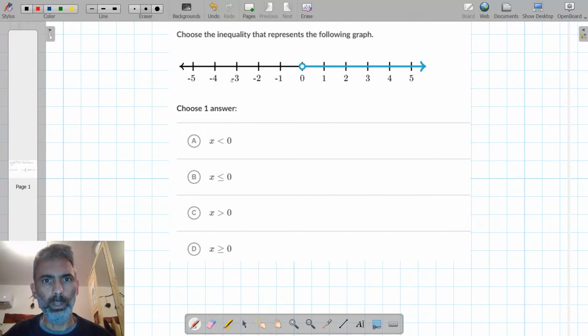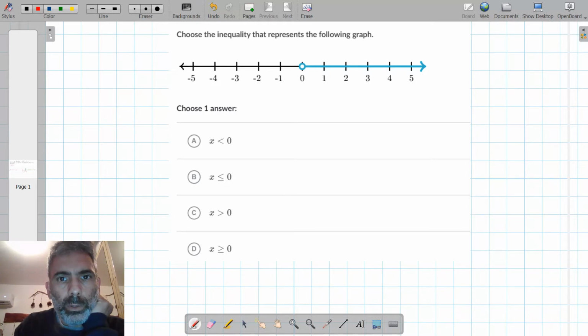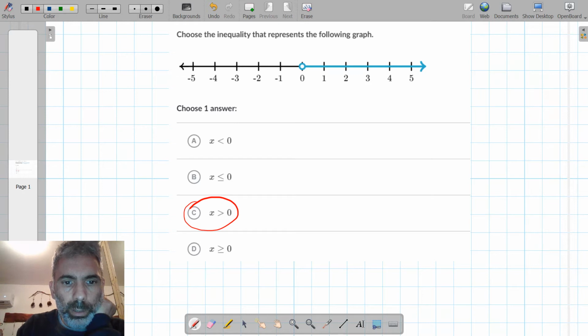Choose the inequality that represents the following graph. So the colored arrow is to the right of 0, and the circle around 0 is hollow, which means that every number to the right, every number that is greater than 0, not including 0, satisfies the inequality that this graph represents. So we are looking for this option: x needs to be greater than 0, not including 0.